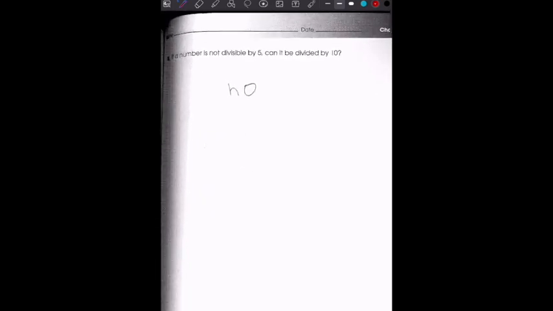But then the next question says, if a number is not divisible by 5, can it be divided by 10? So divisibility by 5 says that the last digit is either 0 or 5. Divisibility by 10 states that the last digit must be 0. But if it's not divisible by 5, then it means that the last digit is not 0 or 5. And since the last digit is not 0, it must not be divisible by 10. So if a number is not divisible by 5, it's not divisible by 10.